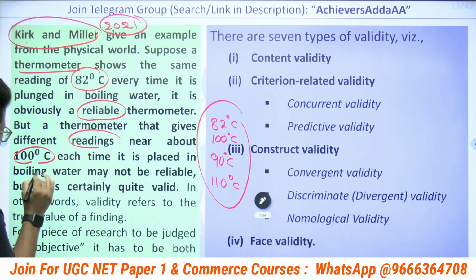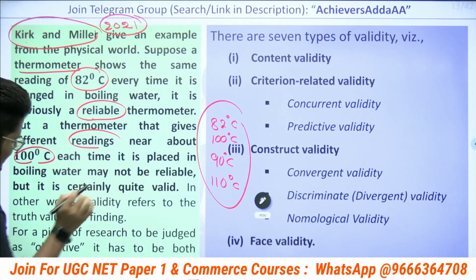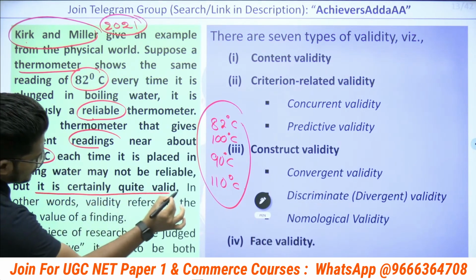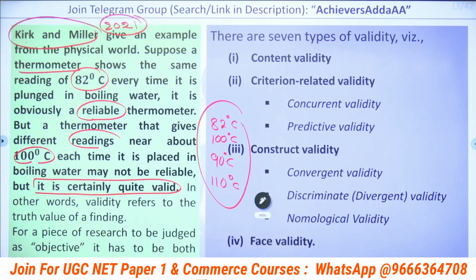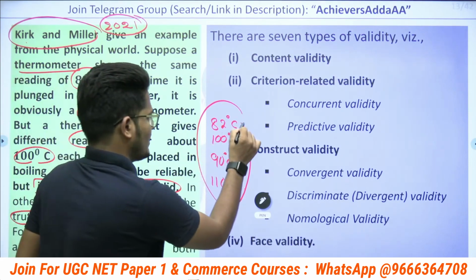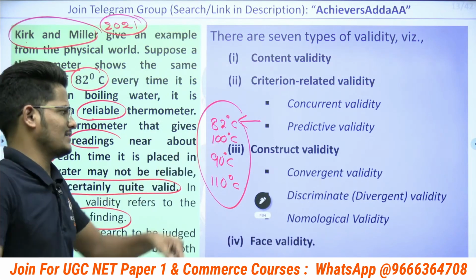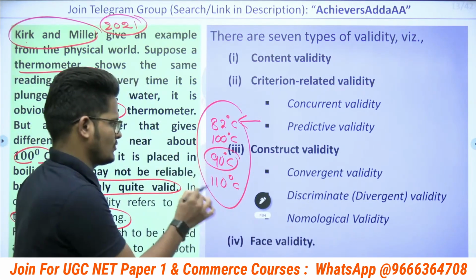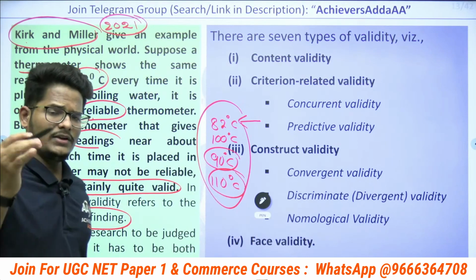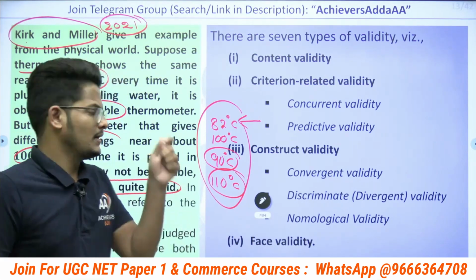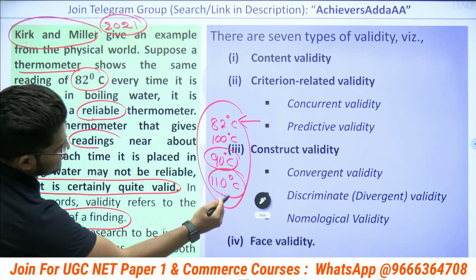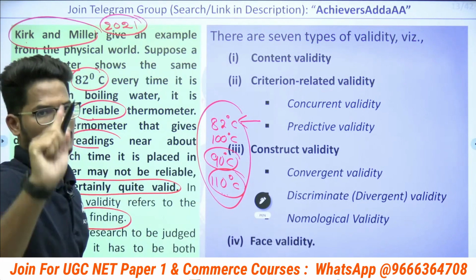So each time it is placed in boiling water it may not be reliable, but it has a certain validity. How is it valid? Because, in other words, validity refers to the truth value of a finding. Are we finding a truth value? Yes. For this boiling of the water, 82 degrees is truth, and 100 degrees is also the truth. At this point, this is the truth. At this point, this is the truth. Every time we may get different results, but this is valid in nature because it is claiming whatever it intended to claim.